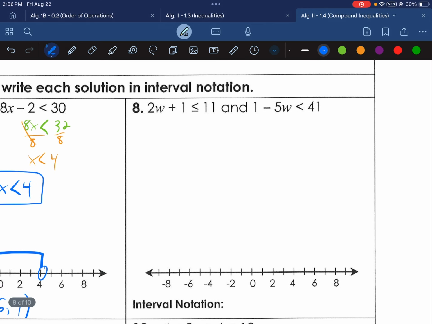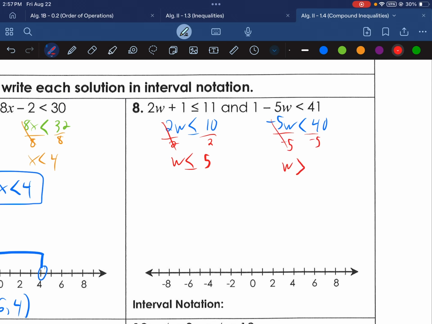Number 8. We're going to solve these again. So solving this first one by subtracting 1, we start with 2w is less than or equal to 10. Dividing by 2 results with w being less than or equal to 5. On the second inequality on this problem, we subtract 1 to get -5w is less than 40. Then dividing by -5, w is greater than -8.